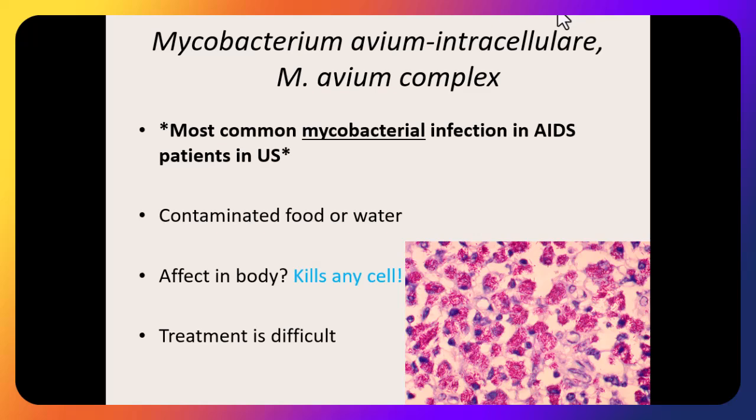And then my last, I think it's my last slide. Yep. Mycobacterium avium intracellulare, also known as Mycobacterium avium complex, is the most common mycobacterium infection in AIDS patients in the United States. So it's more common than tuberculosis in AIDS patients. Also picked up by contaminated food or water. It can kill any cell in the body that it infects.